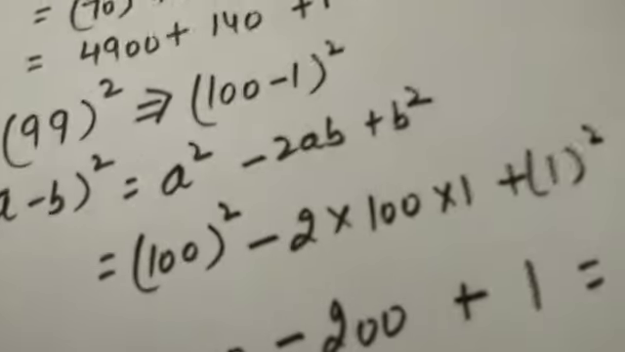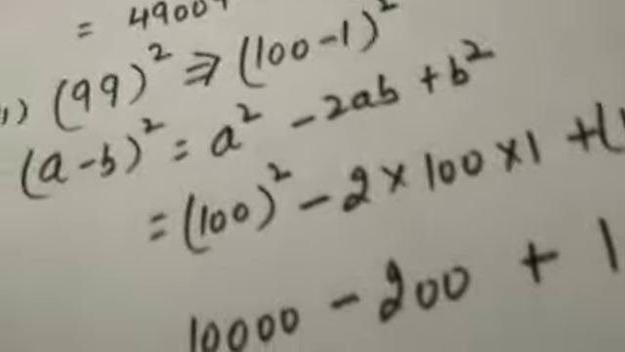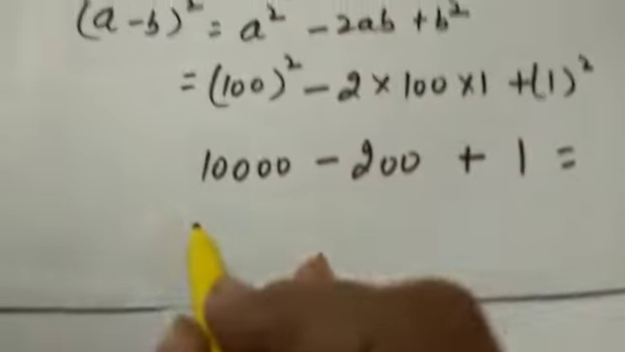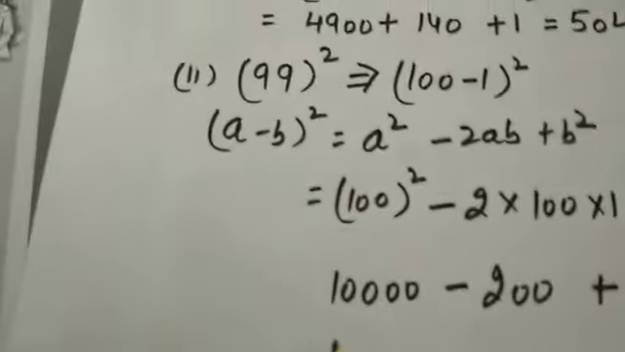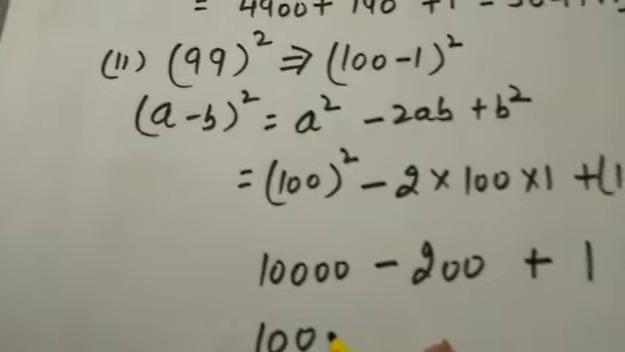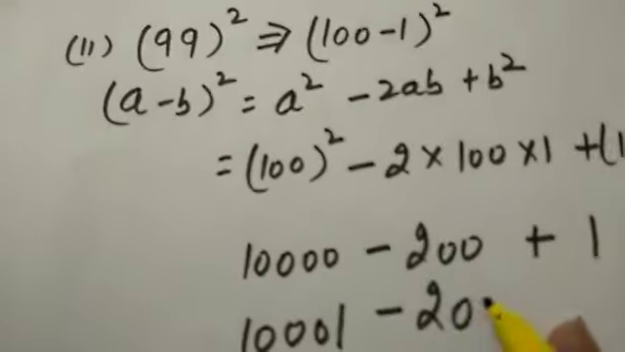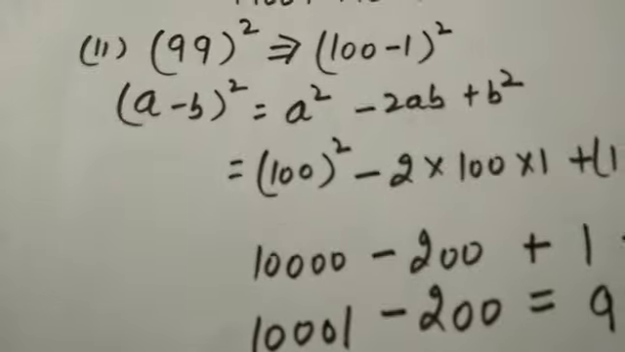Now we have to solve this one. So our answer will be 10,001 minus 200. That will be 9801.